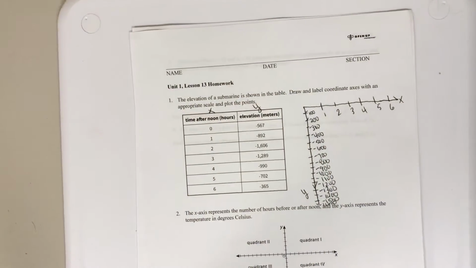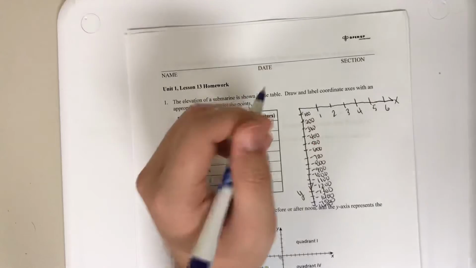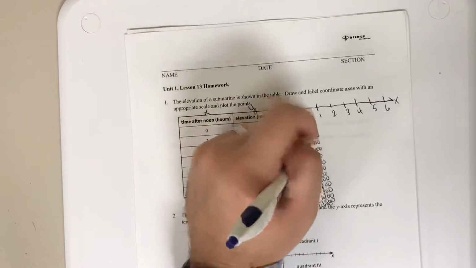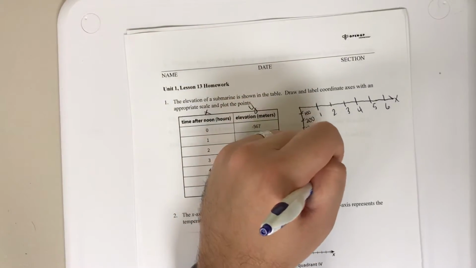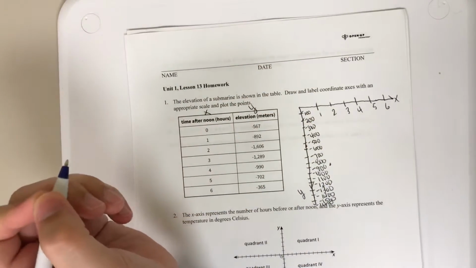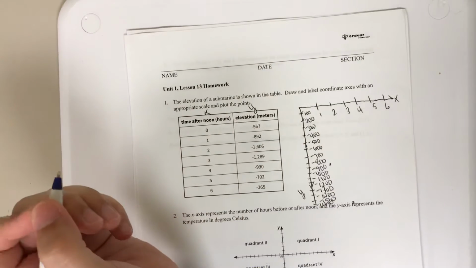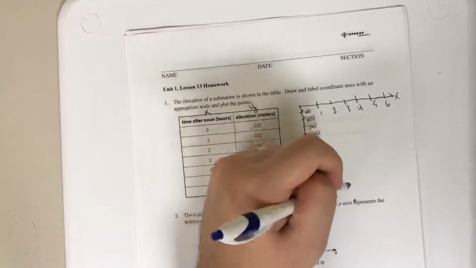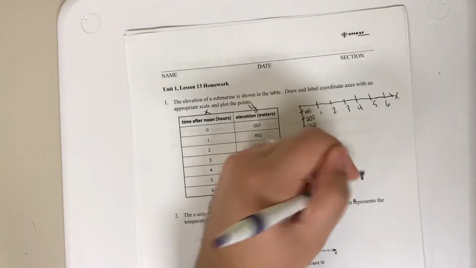And so I'm going to plot these, right, for people based off the information I have. So at 0, I'm at 567, so negative 567, so that should be between those two. At 1, I'm at 892, so somewhere around there. At 2, I'm at 1606, so at the highest possible endpoint, which is down there. At 3, I'm at 1289, so 3, and then somewhere right there.